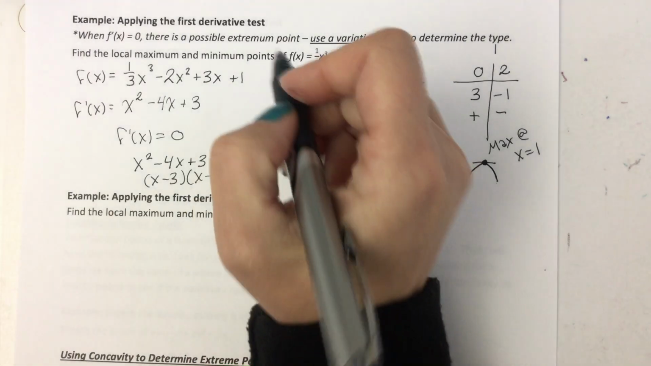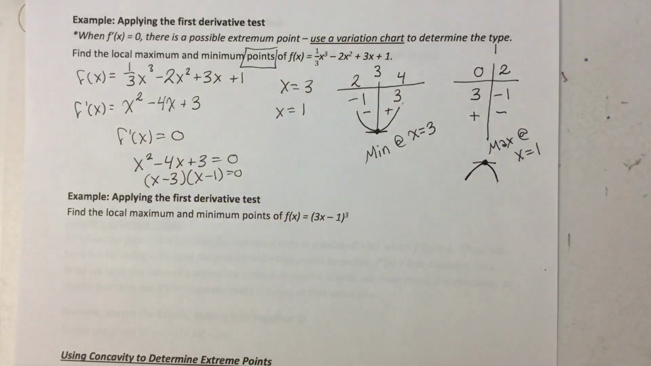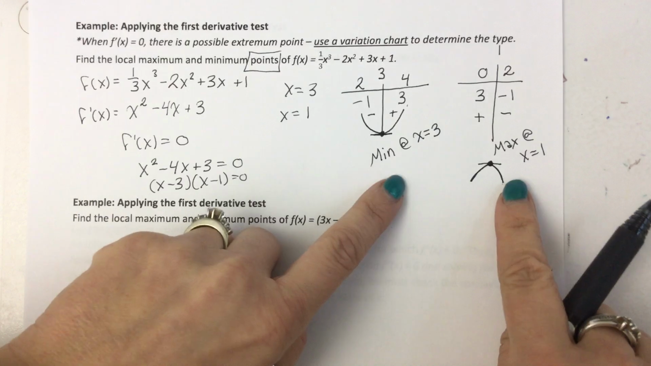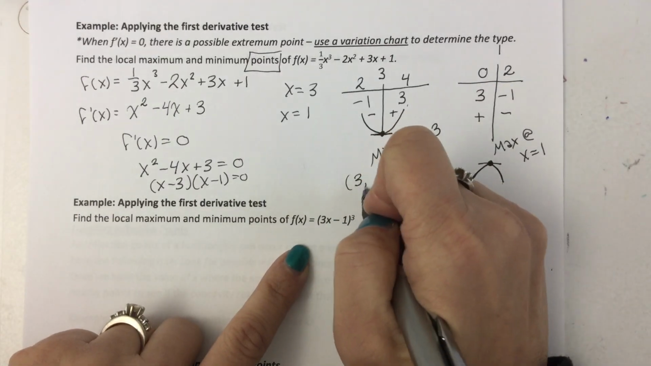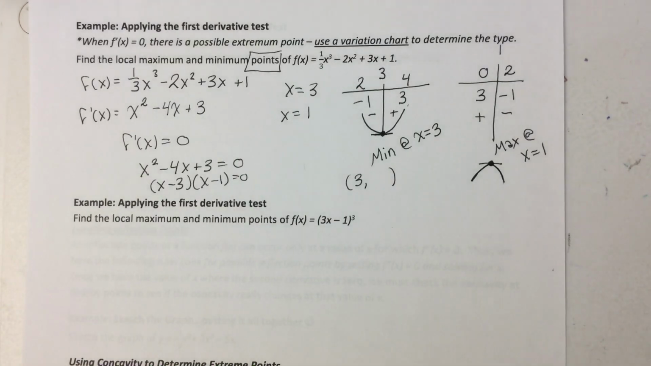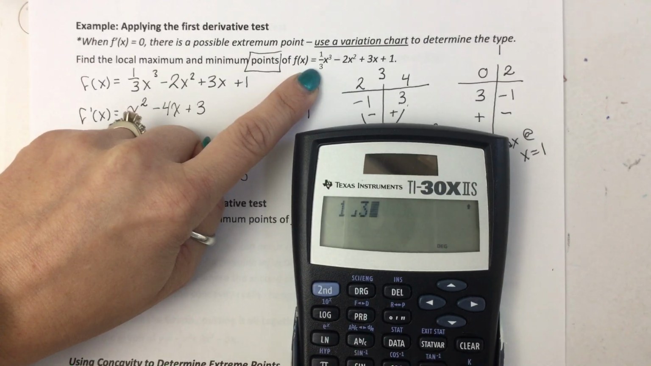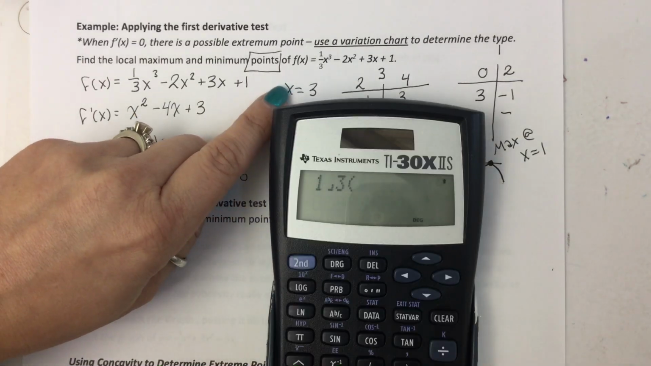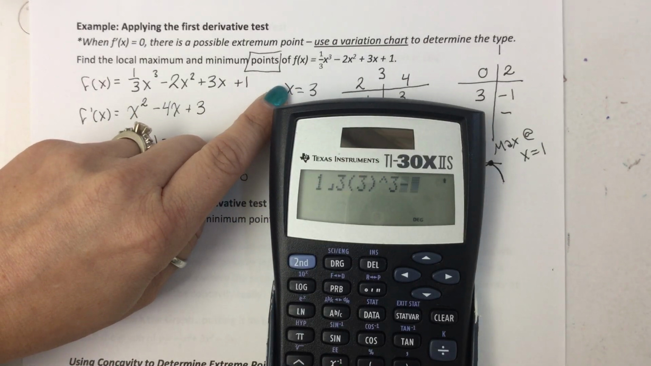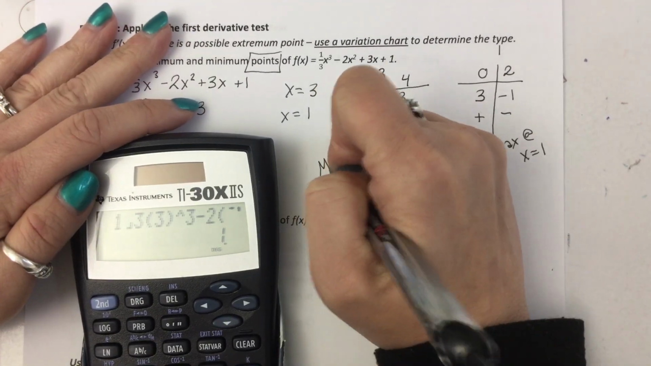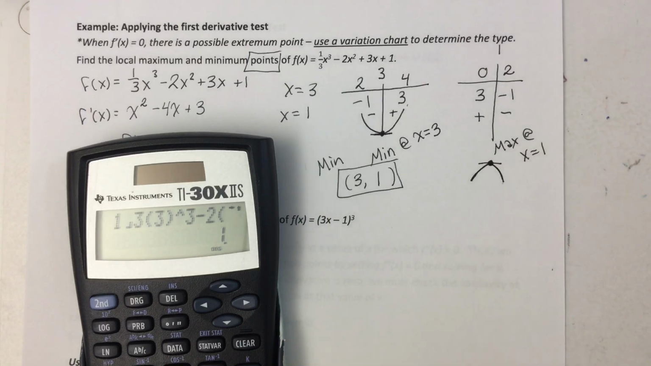They want us to find the points. Points is a key word for, hey, guess what? We need both x and we need y. We know the x's. Anytime you know an x value and you need to find a y, you always go back to the original. So if I have 1/3 times, my x is a 3. 3 to the power of 3 minus 2 times 3 squared plus 3 times 3 plus 1. This is 1. So we have a minimum, a relative minimum at 3, 1.